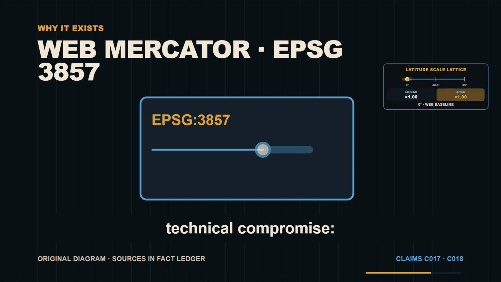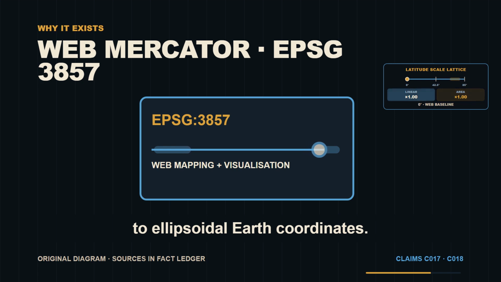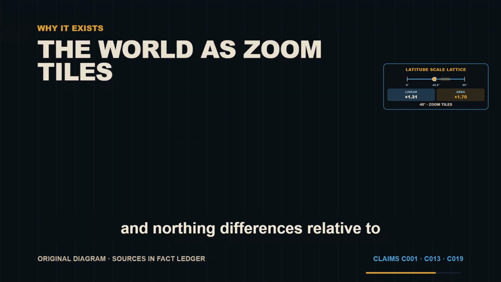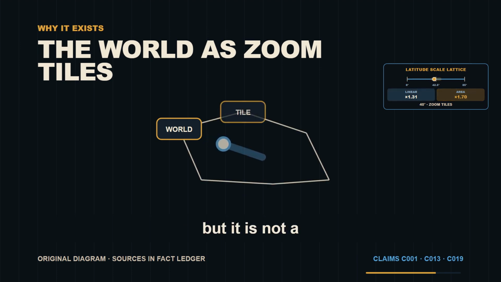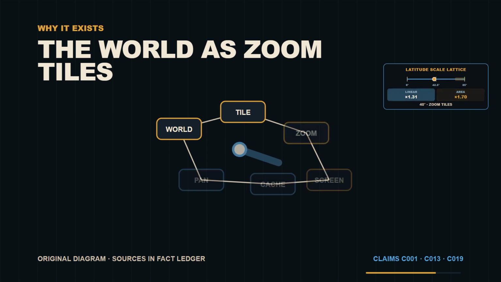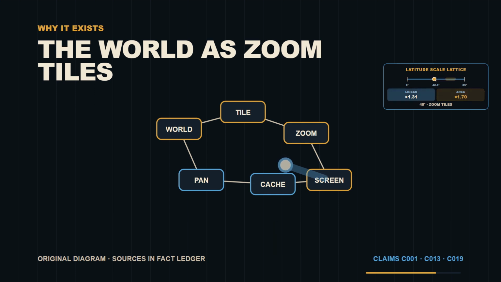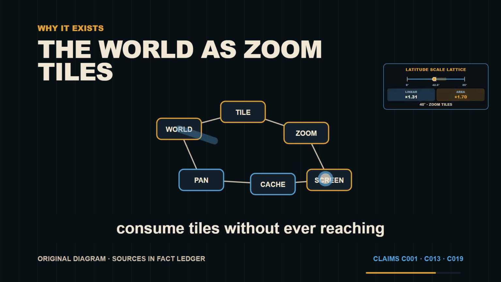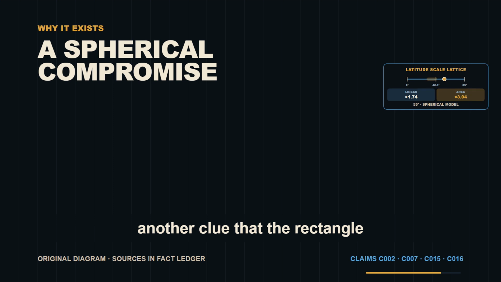Web Mercator is also a technical compromise. It applies spherical projection equations to ellipsoidal Earth coordinates. EPSG documents scale differences and northing differences relative to world Mercator. For visual web mapping, that trade is accepted, but it is not a precision geodetic promise. A finite web map usually stops near 85 degrees north and south. Beyond that cutoff, the race toward infinity would consume tiles without ever reaching the pole. The missing polar caps are another clue that the rectangle is a tool, not a literal flattened globe.